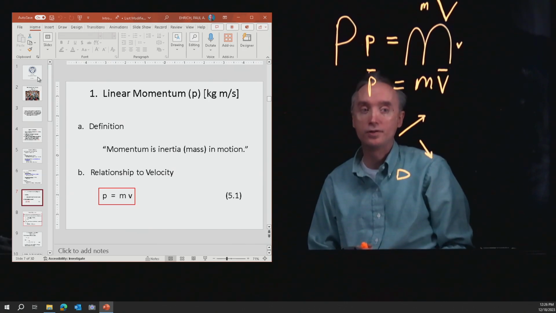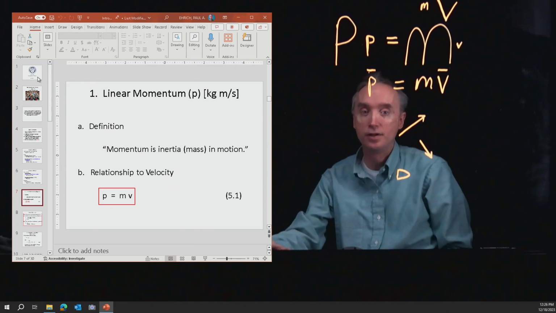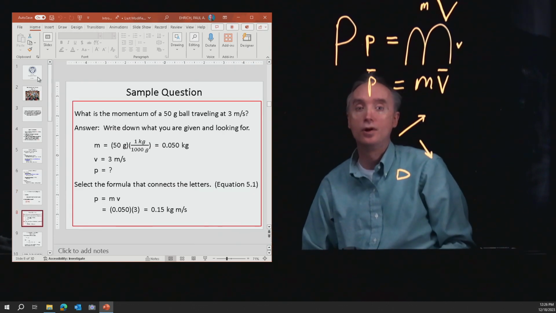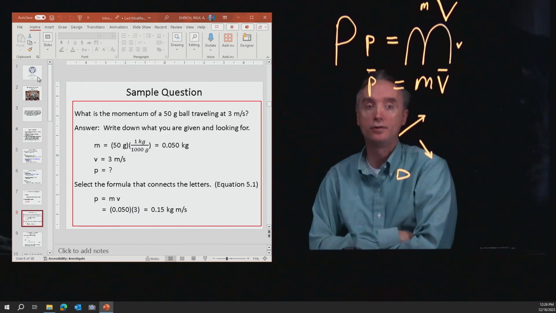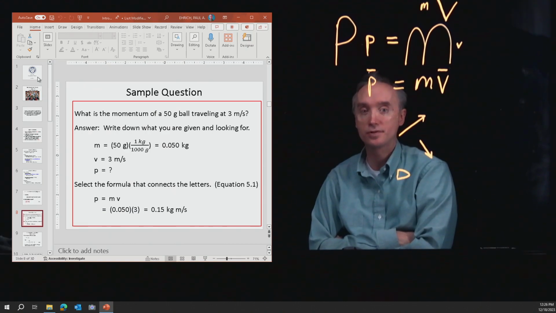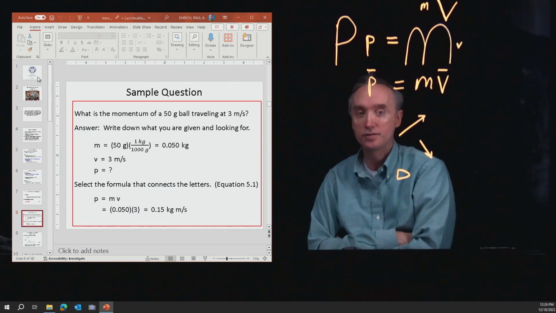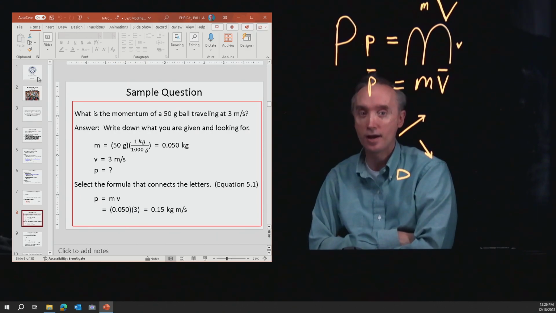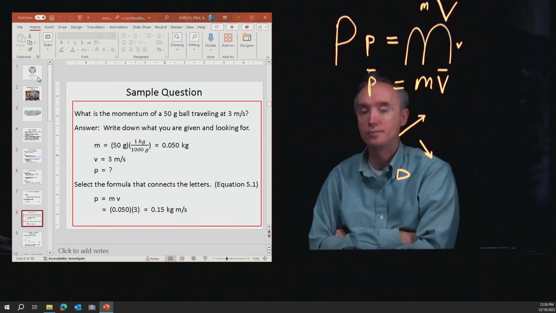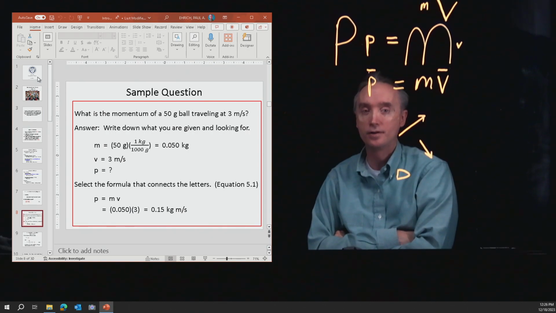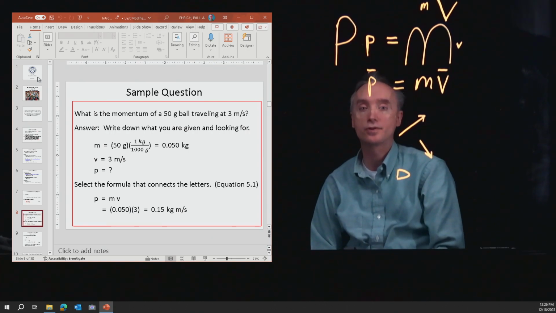Now, I also want you to be able to calculate momentum. So here is a sample question. What is the momentum of a 50-gram ball traveling at 3 meters per second? First we're going to write down what you're given and what you're looking for. We're given 50 grams. Grams is a unit of mass, but it's not the official unit of mass. That's going to be the kilogram. So first we've got to change 50 grams into kilograms. The speed is 3 meters per second. We're trying to find out the linear momentum p.